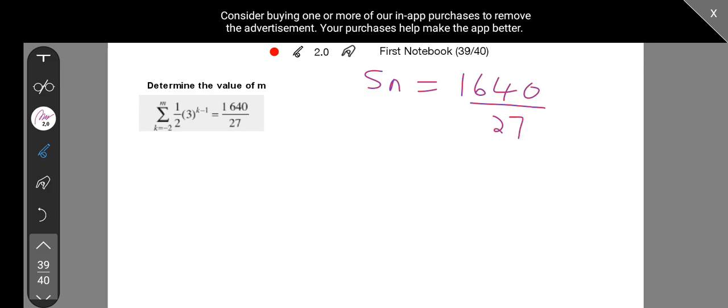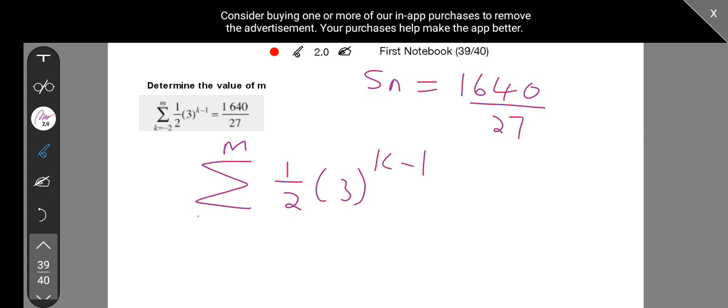The sum is given. So what you have to do here is determine the first three terms. Whenever you are given something like this, you must determine the first three terms, which will help you determine whether it's an arithmetic or a geometric series. Remember, for the first term, we plug the number that you see here into this expression. Let me write the sigma so that it can be visible. Here we have m, here we have 1 over 2, multiplied by 3 to the power of k minus 1, and below we have k equal to minus 2.